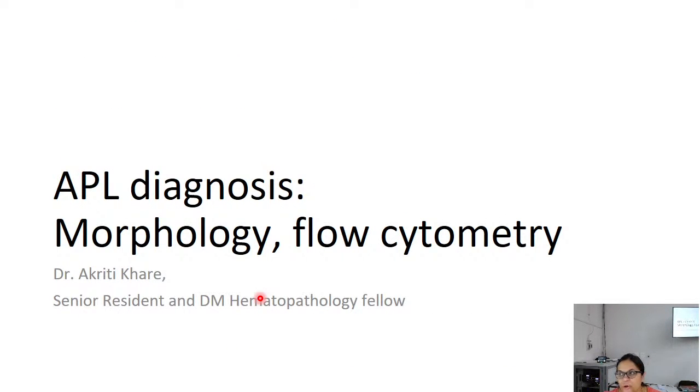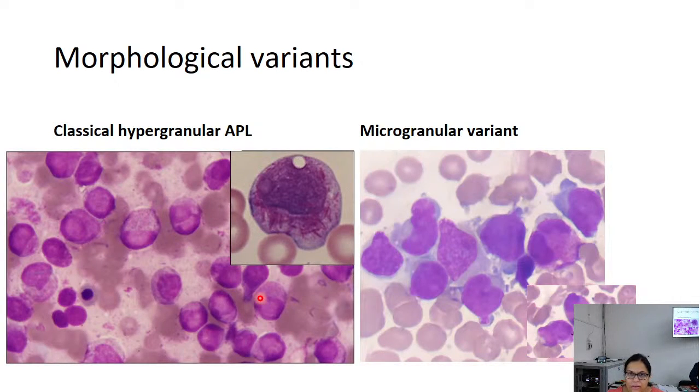Good afternoon, everyone. I will be talking about the diagnosis of APML by morphology and flow cytometry. There are two distinct morphological variants of APML which are common. The classical hypergranular variant has abnormal promyelocytes with large round or oval nuclei and abundant eosinophilic granules, with some of the granules even obscuring the nucleus. There is a characteristic appearance of a faggot cell. When a faggot cell is present, it classically helps in the clear-cut diagnosis of APML.